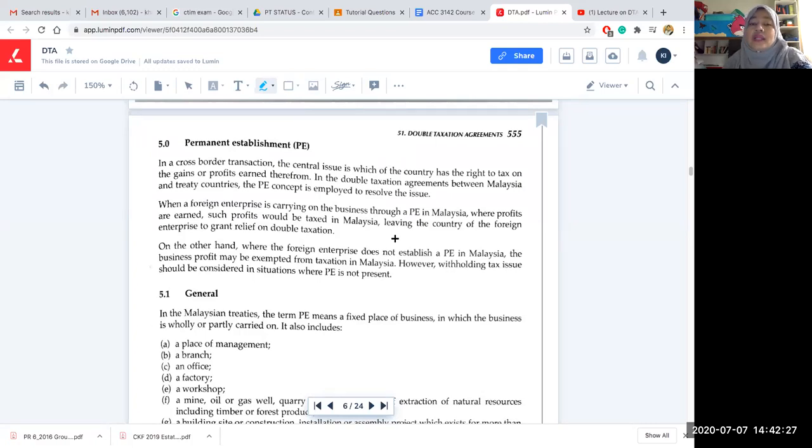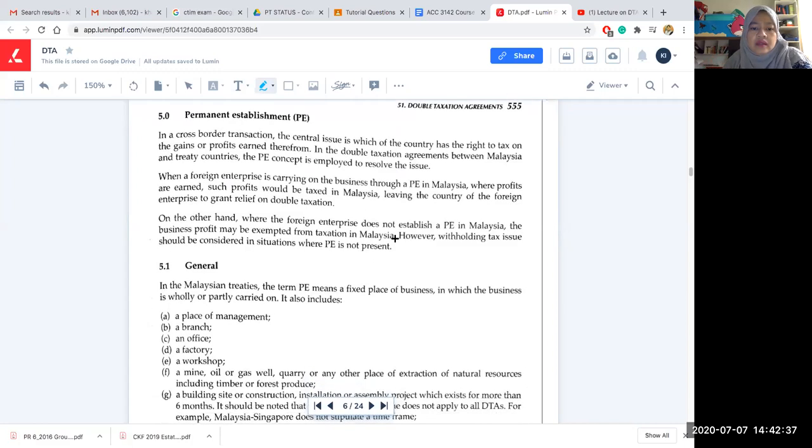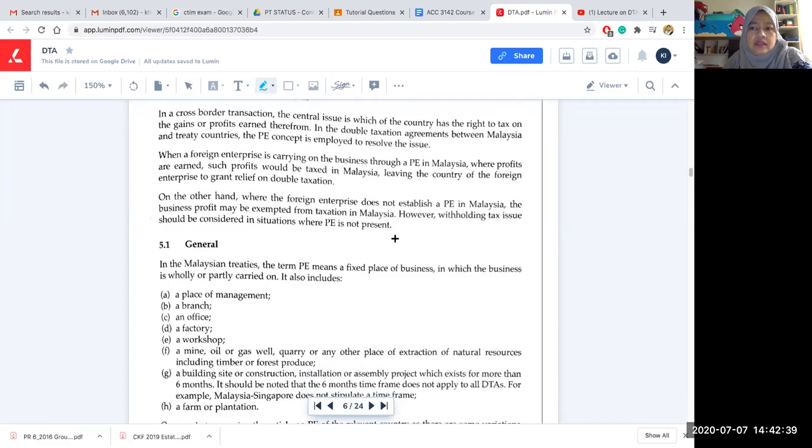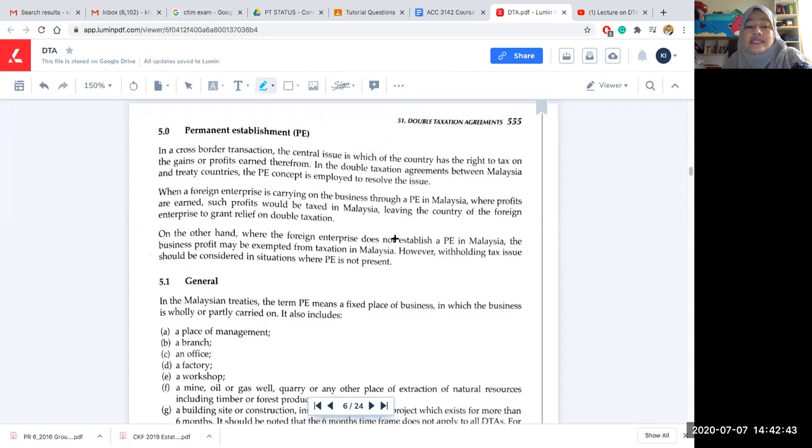How do you know whether that person has a permanent establishment or PE? Then you have to look at the definition of permanent establishment. So it says that if you have PE in Malaysia, then the Japanese company must pay tax in Malaysia on the income derived in Malaysia.